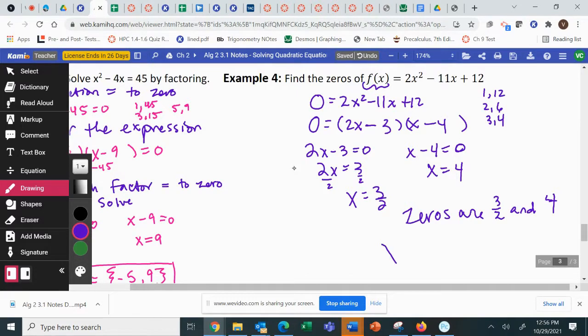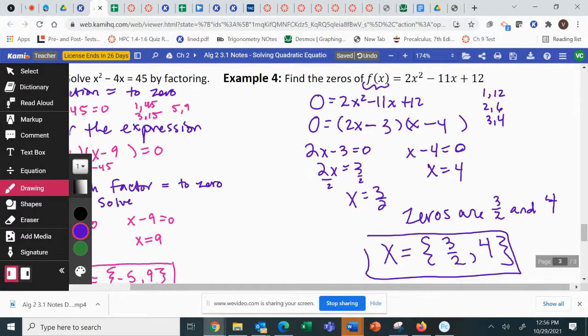If you want to write symbols, I usually just write x equals 3/2 comma 4, the exact same way that I write it when they're solutions. Because the zeros are just the x part of a coordinate. They're just the x value. Unless it's not an x. If it's an m or something, an m instead. That's how I usually write them.